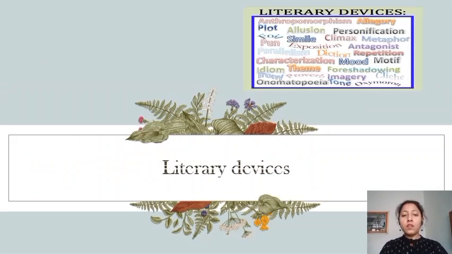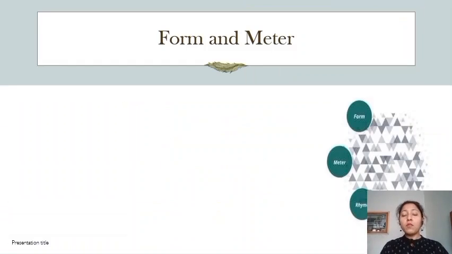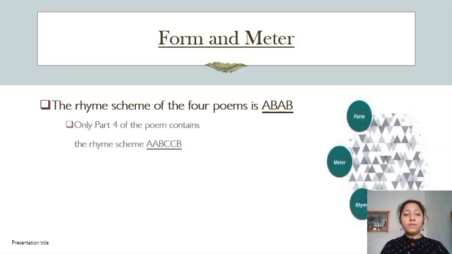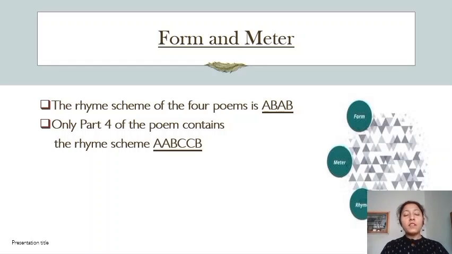Now we will discuss the literary devices that are in the poem. First, we will discuss the form and meter. The rhyme scheme of the 4 poems is A B A B. Only part 4 of the poem contains the rhyme scheme A A B C C B.